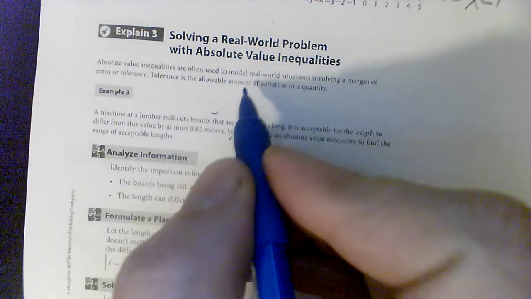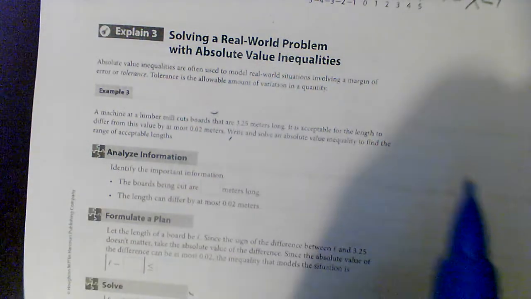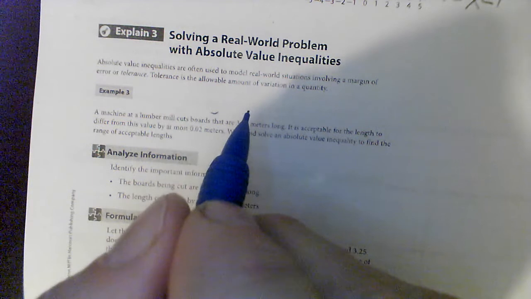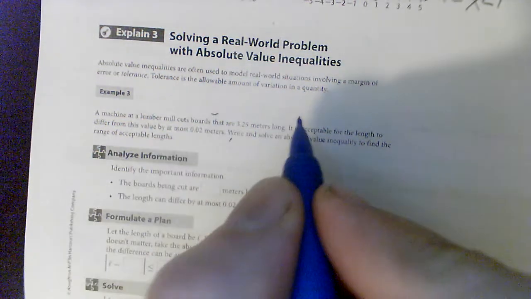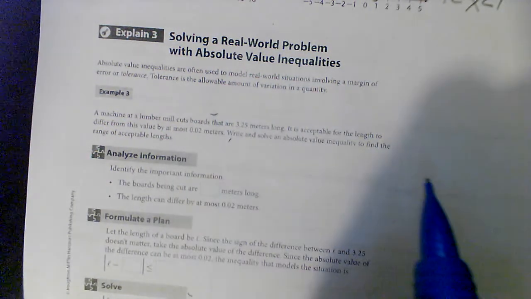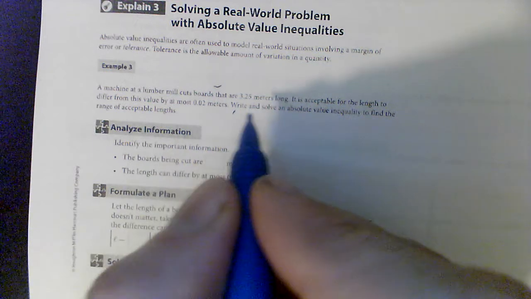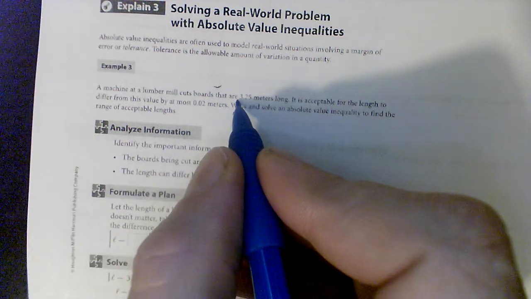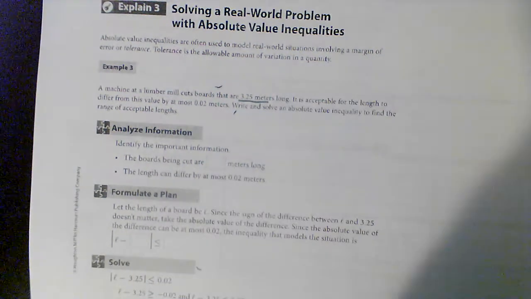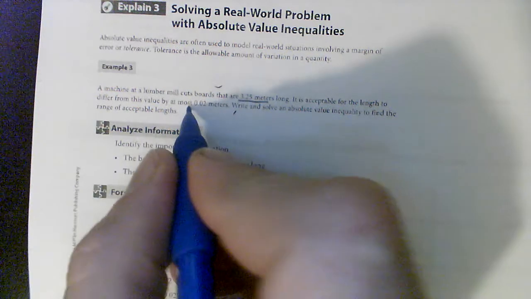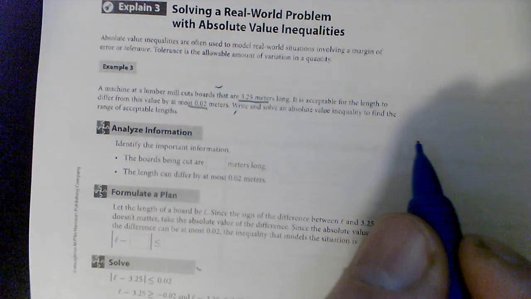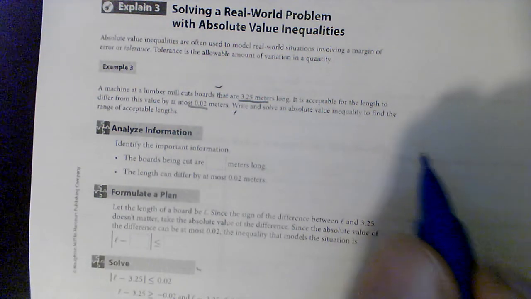Let's do a real-world problem. Absolute values are often used to build real models. That's true, involving a margin of error and tolerance. Tolerance is an allowable amount of variation in a quantity. So if a machine at a lumber mill cuts boards that are supposed to be 3.25 meters long, it is acceptable for that length to differ by 0.02 meters. Write and solve an absolute value inequality to find it.